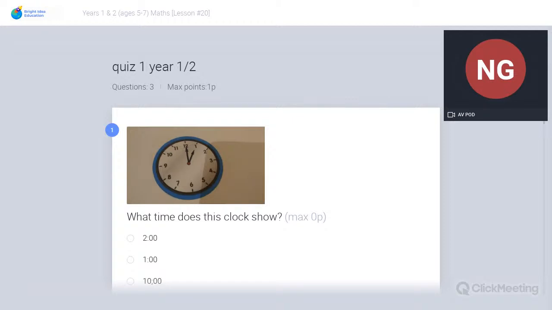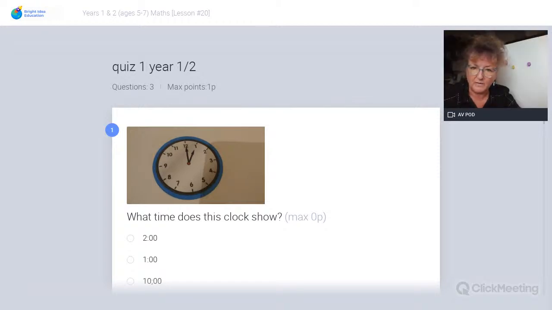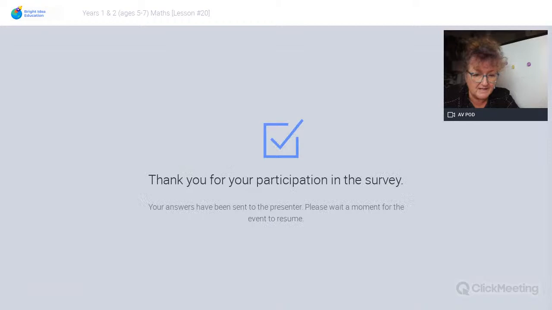Okay, so let's go through. Hello, here I am. Don't press submit yet. The first question is asking you, how would you write that analog time in digital? Everybody's got that correct, brilliant. The second one asks, what does that time look like in digital? Again, everybody's got that. And again, what time does this show? 7:15.